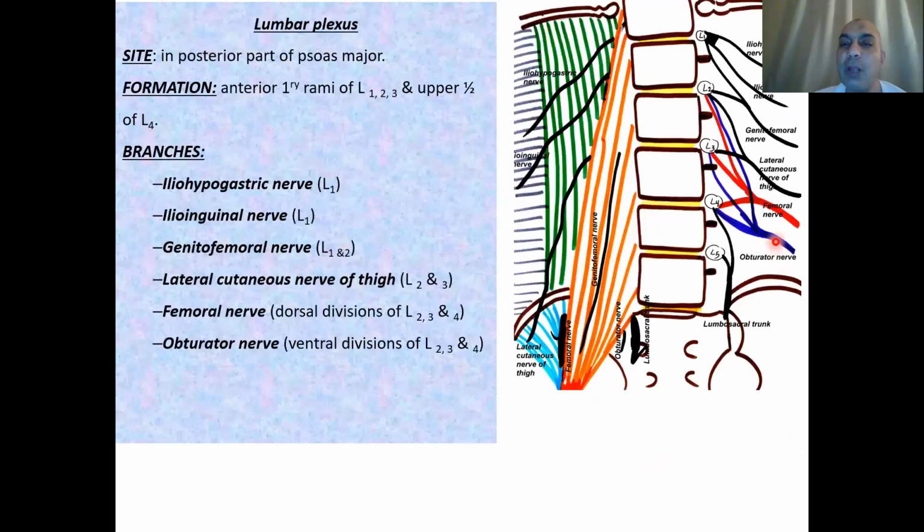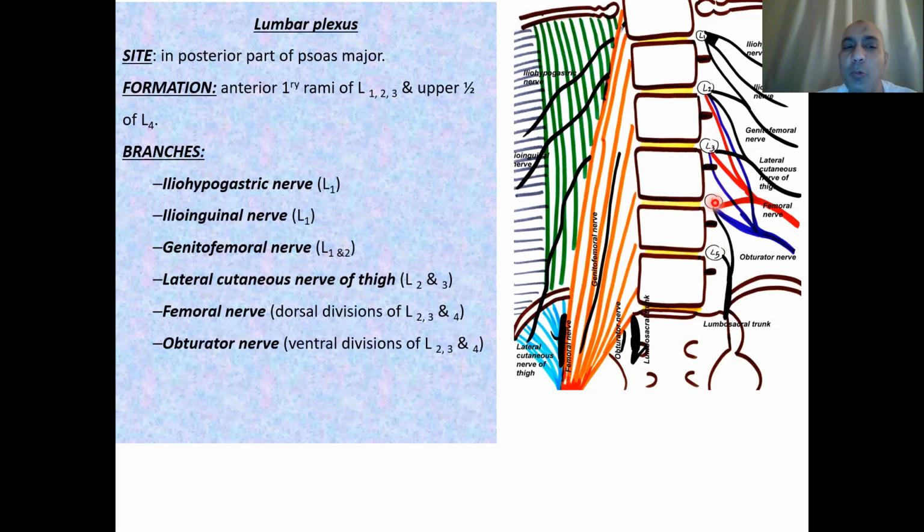Simply speaking, when we are going to simplify this knowledge, we are going to talk first about the lumbar plexus. This plexus is in the abdomen. Its site is in the posterior part of psoas major. This muscle with orange coloration is called psoas major. If we remove this muscle, we will find a plexus, and this plexus is called the lumbar plexus. It is formed of L1, L2, L3, and the upper part of L4.